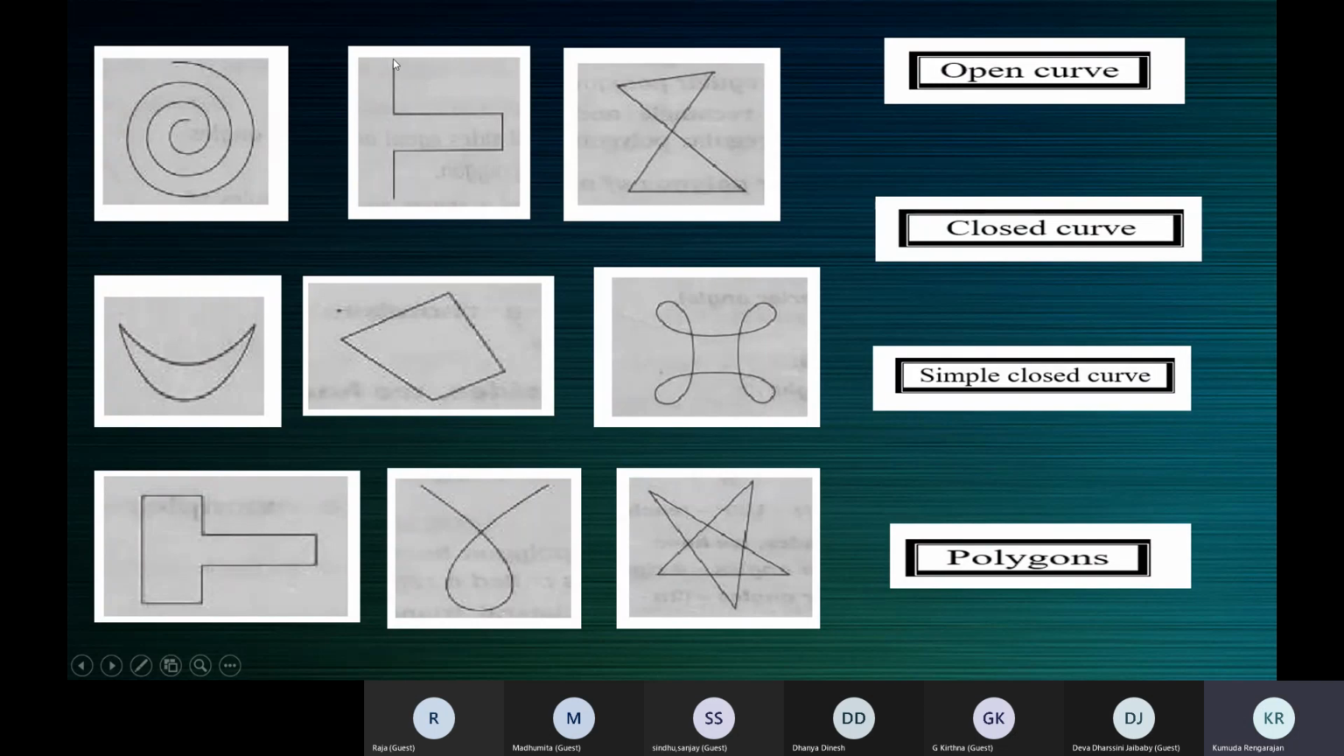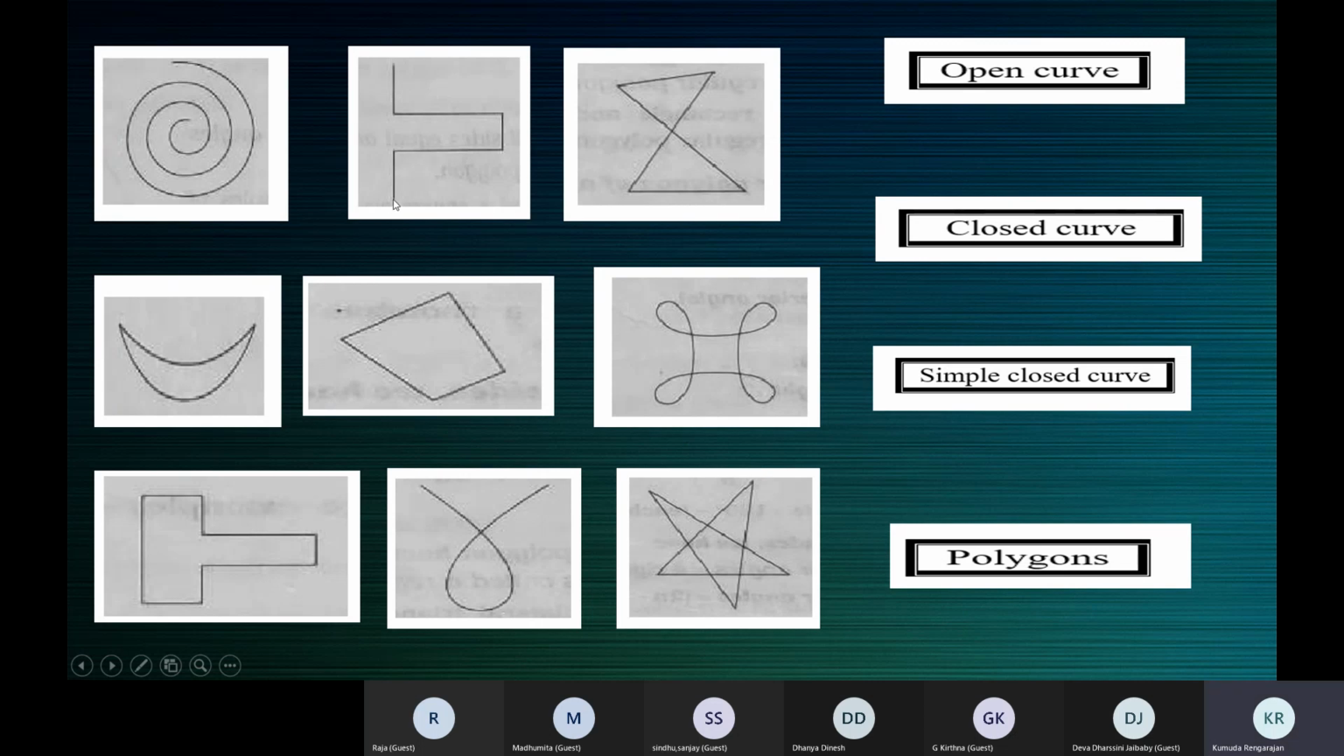Now tell me the second one, children. You can start from anywhere. It's not that you should start from here. When given this work to different people, each of them might start in a different way. But the question is, can this be traced without lifting the pencil? That is the basic definition of a curve. So the first thing you should ask yourself is, you start from anywhere, but can it be drawn without lifting the pencil?